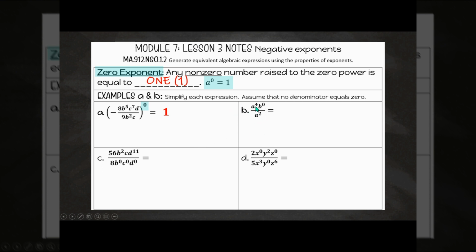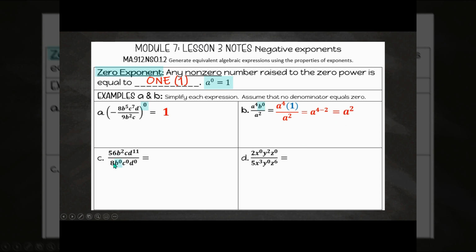Here we have a to the power of 4, b to the 0 power, all divided by a to the power of 2. Because of this b to the 0 power, we're going to treat that as 1. So then we're just left with a to the power of 4 over a squared, which using our division properties is a to the 4 minus 2, which is a squared.